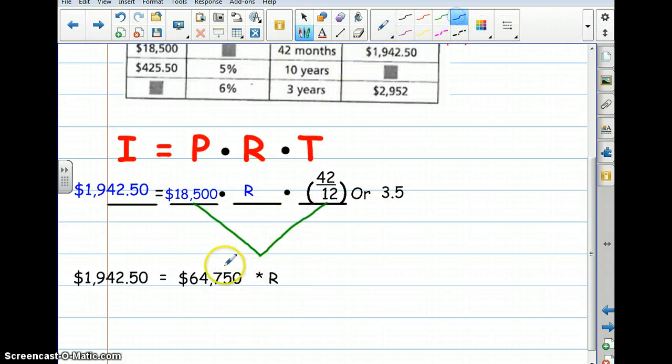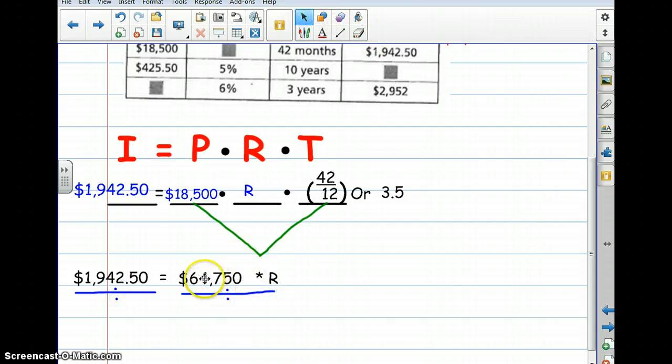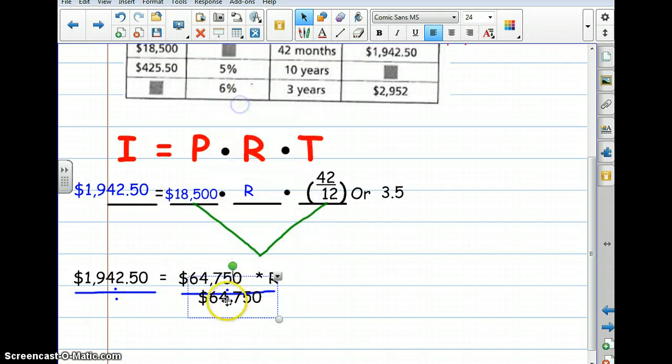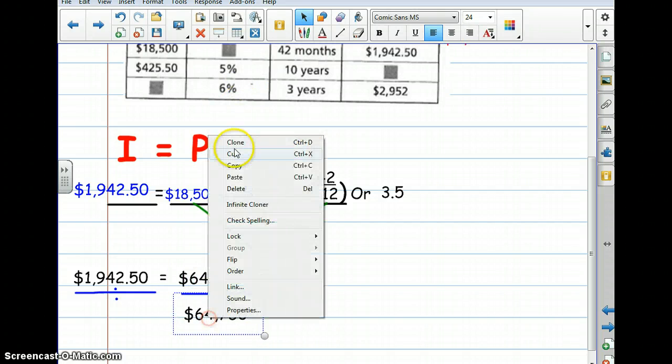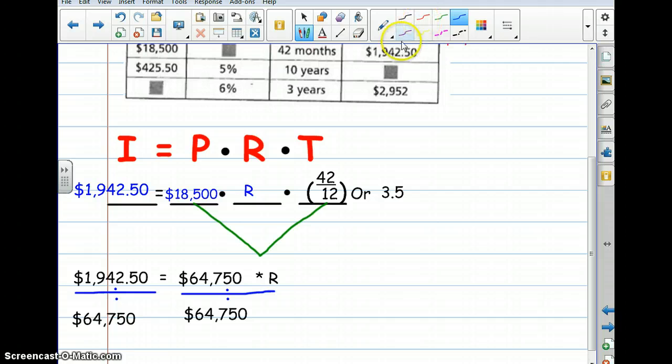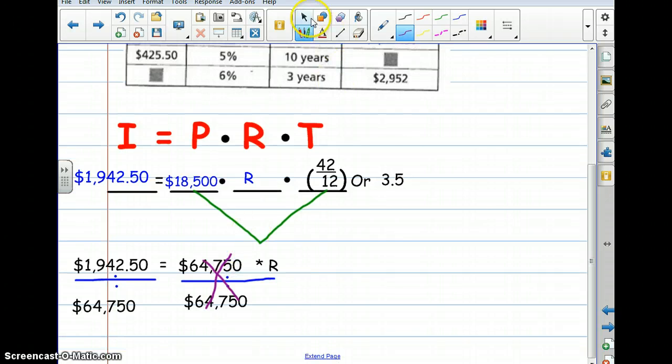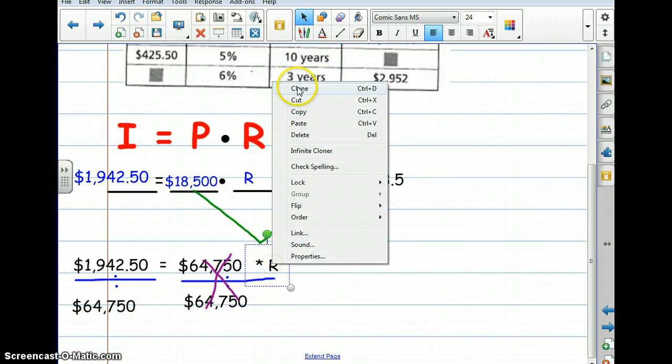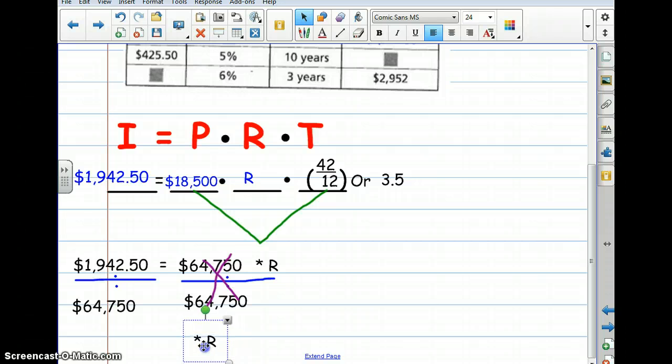So what do I need to do to undo this multiplication? You got it. I do division on both sides. And what number am I going to divide by? You got it, the 64,750. And I'm going to do that on both sides of my equation. So 64,750 divided by itself will cancel out. And we still have R left over. It's the only thing we don't know right now. It's what we're solving for.